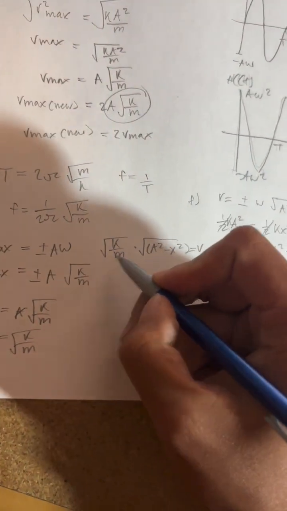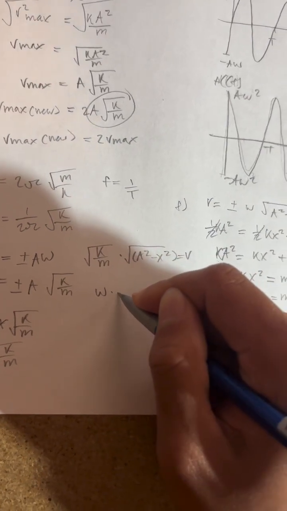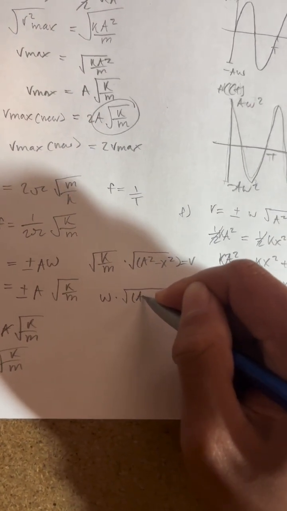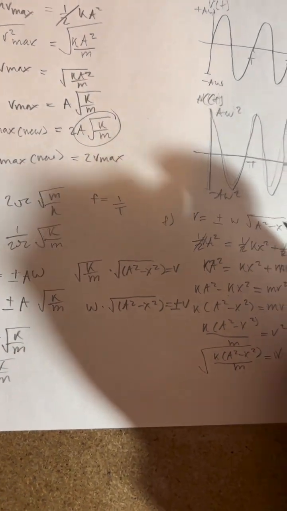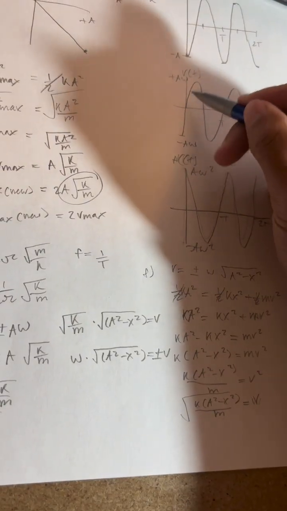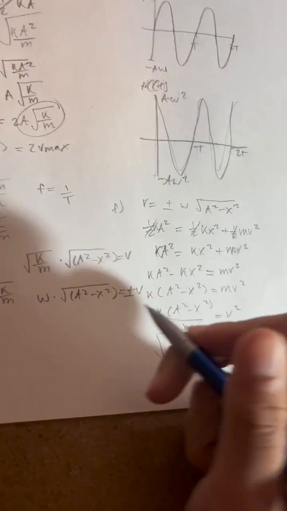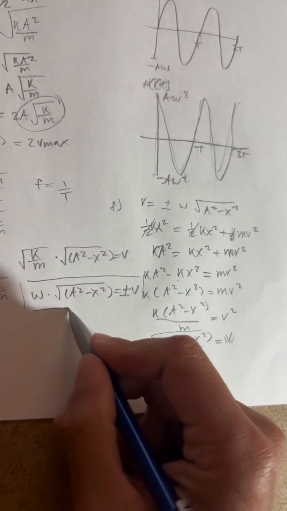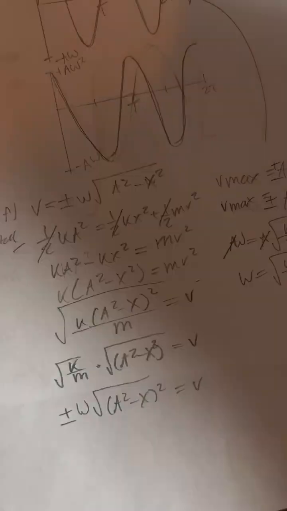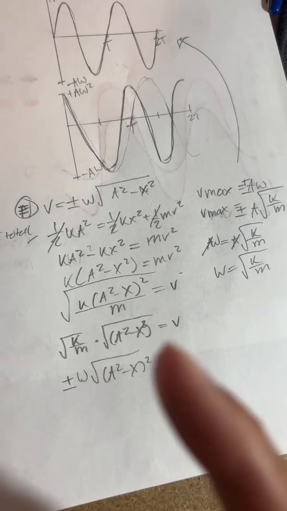And we could plug this in, so omega multiplied by root a squared minus x squared is equal to positive or negative v, because it can go up positive or down negative, just like this. And you'll see that this matches this. I'm going to box it for you, Mr. Luong, because I know my work is really messy. Just like that. Wait. All of this was for part E. This is part E. Okay? This is not part F. Part F is the next part.